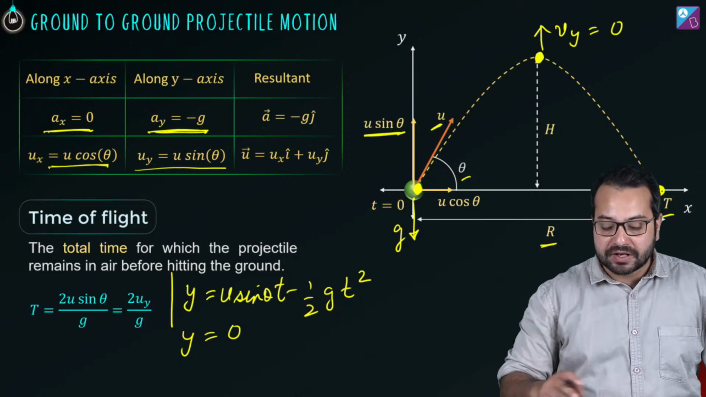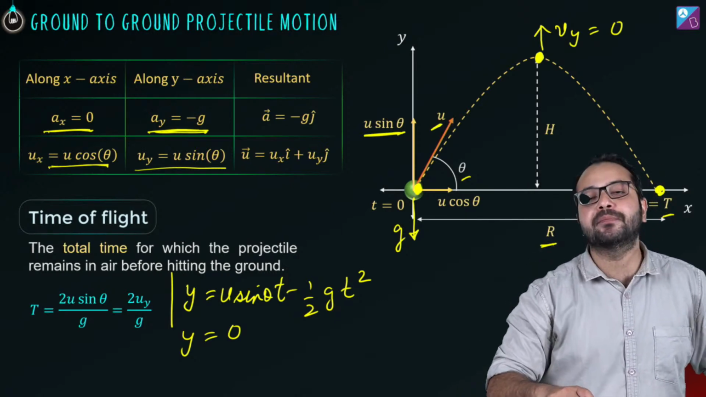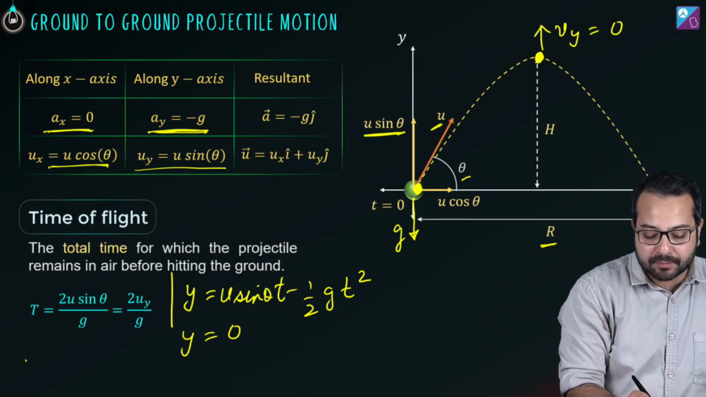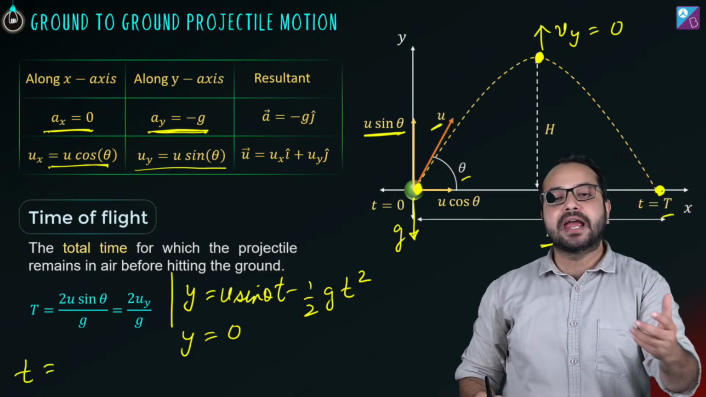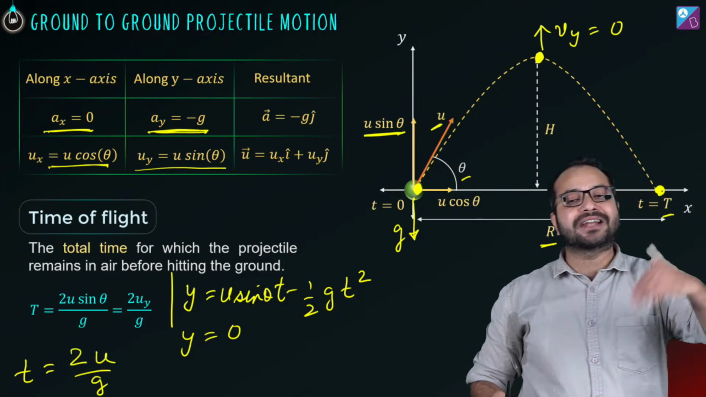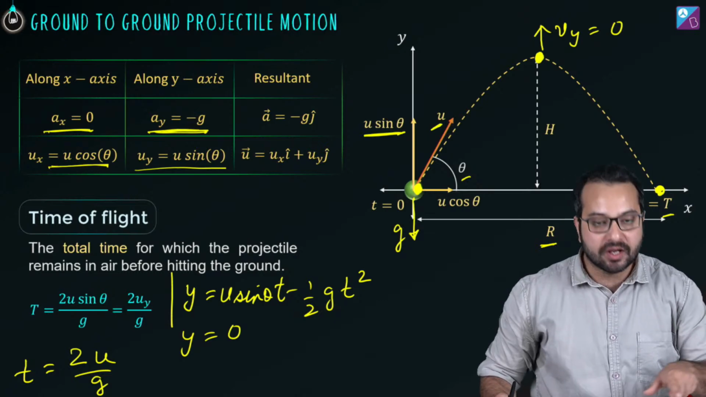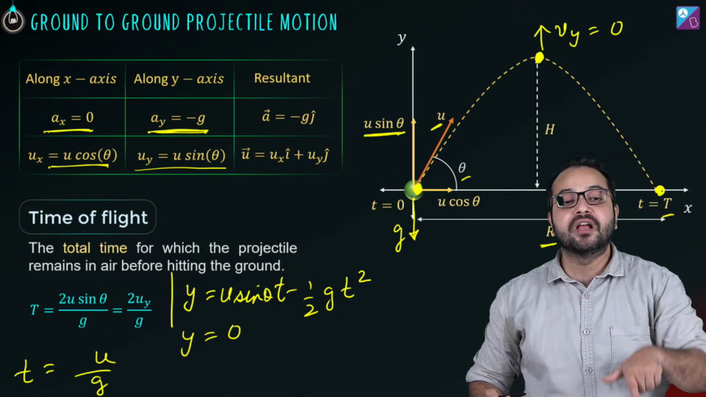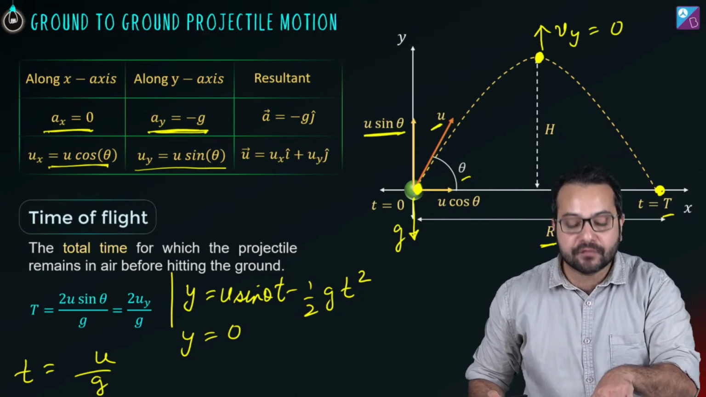So what do we have to do? We have to take how much time it takes for this vertical velocity to become 0. So this is nothing but the time of ascent. And what is time of ascent? 2u by g. Is that correct? I'm sorry, the time of ascent is u by g.